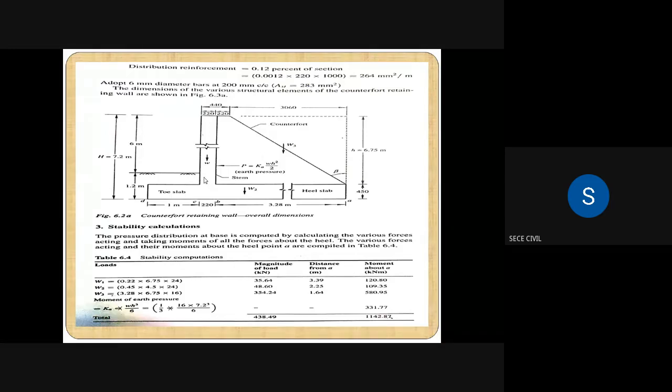So we have to consider forces acting on the counterfort retaining wall. What are all the forces acting on counterfort retaining wall means W1, W2, and W3. W1 is the self weight of the stem. W2 is the self weight of the base slab, total slab, and W3 is the backfill weight, not counterfort weight, backfill weight, so weight of the backfill or earth soil. So in stability calculation, first we are considering W1.